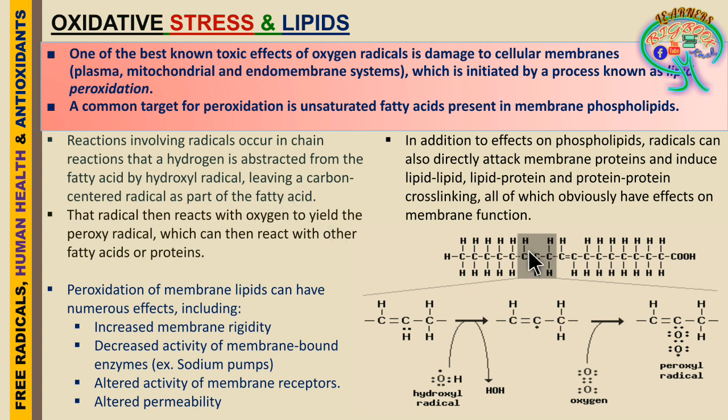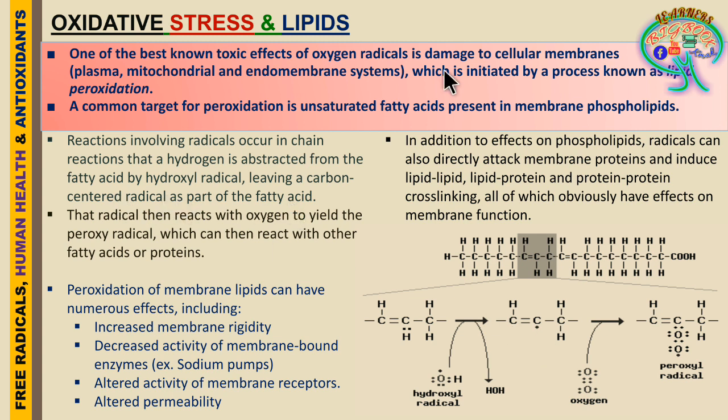Now here you can see a diagram. This is the unsaturated fatty acid. Here they have noted this particular part, which has a hydrogen at the carbon atom. This hydrogen has been abstracted, taken out by the hydroxyl radical, and the carbon is left centered with a valence electron, or resonance has been created here. Now this acts as the carbon-centered radical.